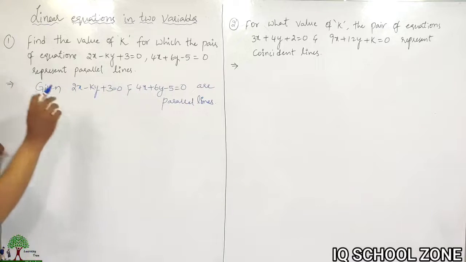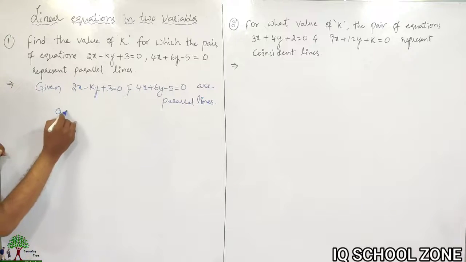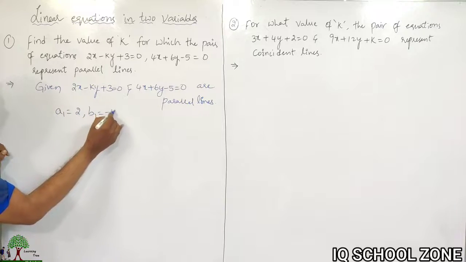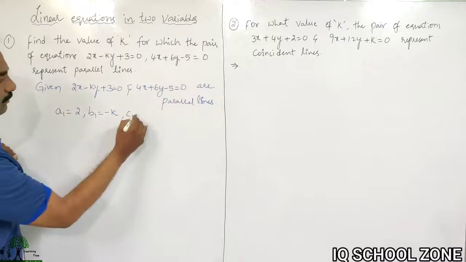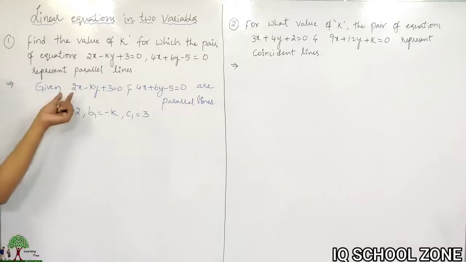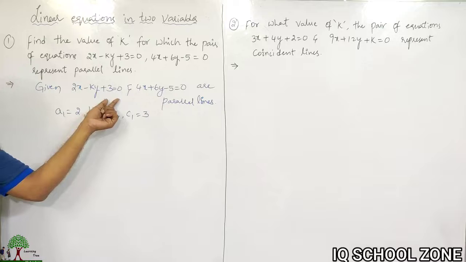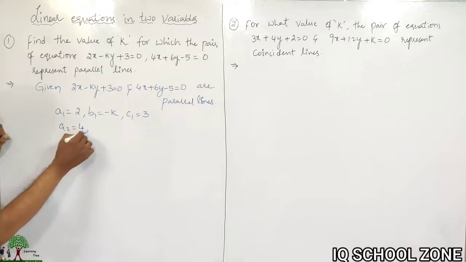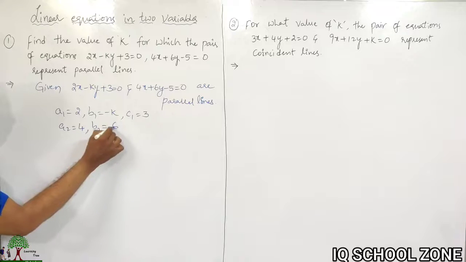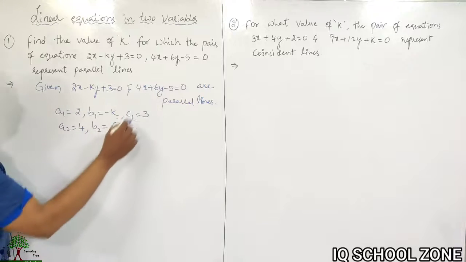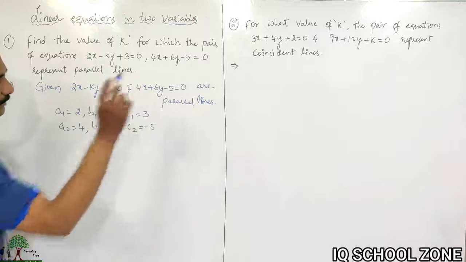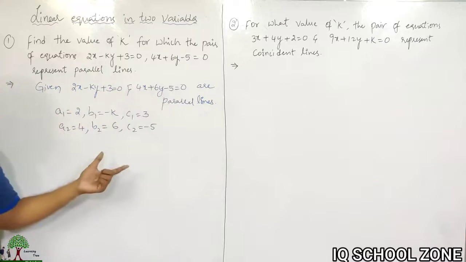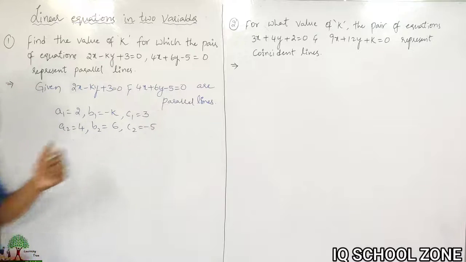First what we will do is, we will write here A1 is 2, B1 is minus k, C1 is 3. So this is A1, B1, C1. Next A2, B2, C2: A2 is 4, B2 is 6, and C2 is minus 5. We have written all of these. Then we know the condition for parallel lines.